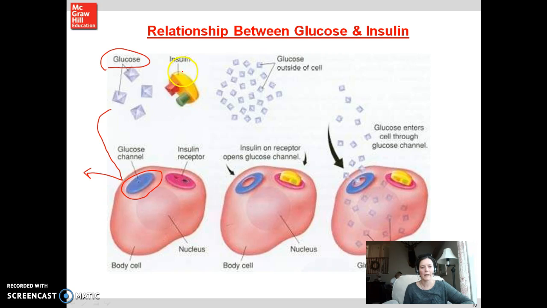But when we have insulin present in the blood, then that insulin binds to its receptor on this cell, which ends up opening or creating the glucose channel, which allows all the glucose to make its way into the cell. So if you think about it, the insulin is really like a key that helps open up those glucose transport channels to allow that glucose to come in.